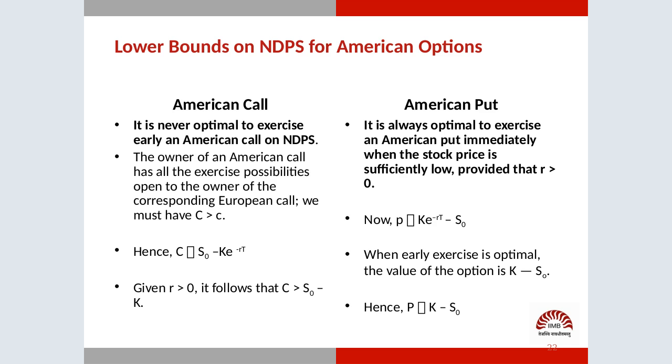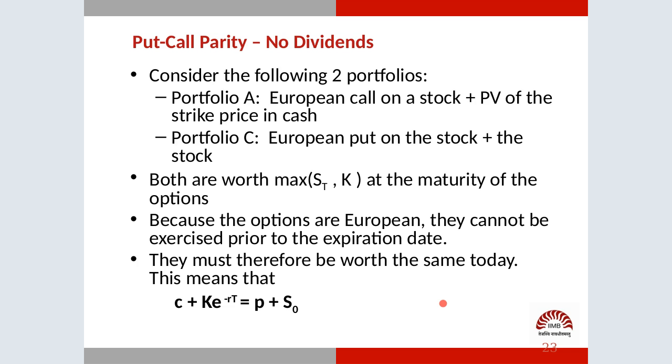But for an American option, when the early exercise is optimal, the value of the option is K minus S naught. Hence, the American option price has to be greater than K minus S naught. But this exercise part is a little tricky. It's very difficult to justify that upfront in that sense.